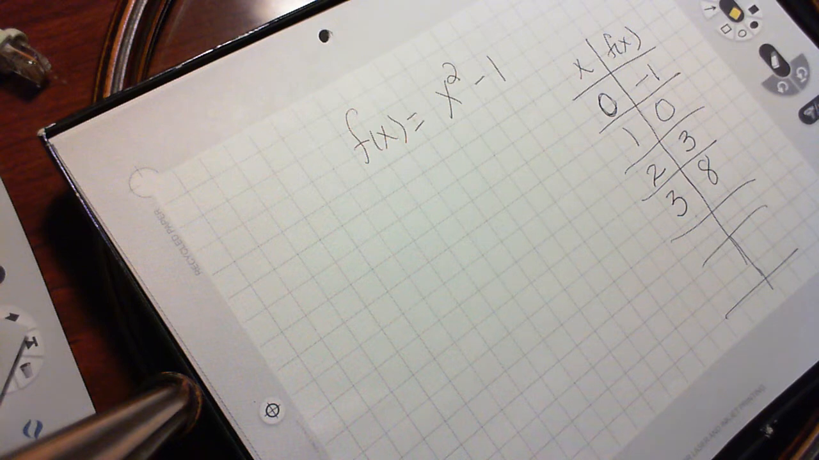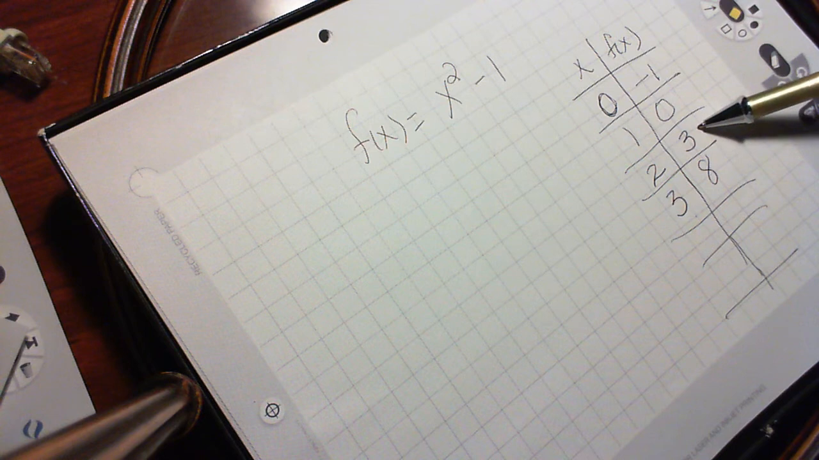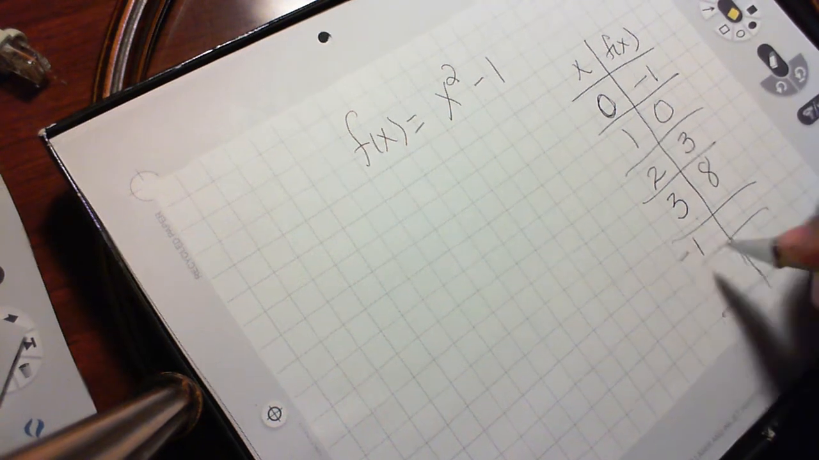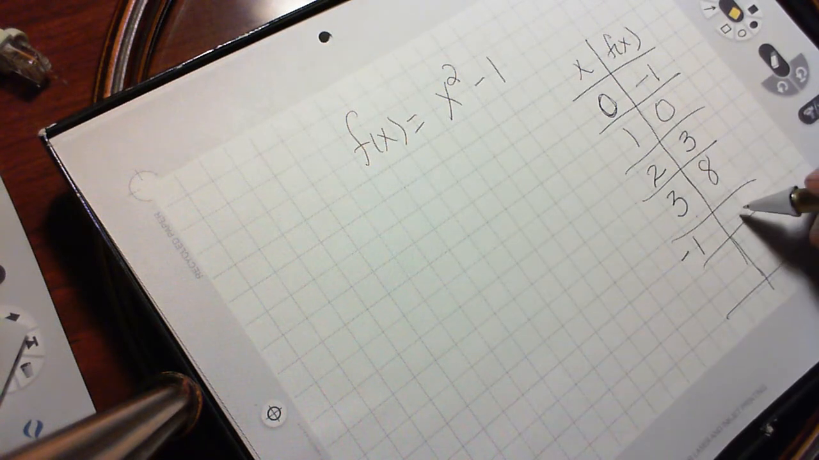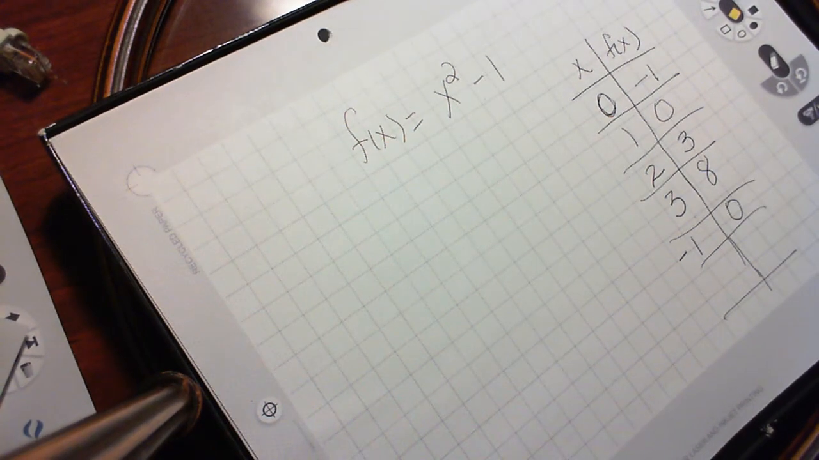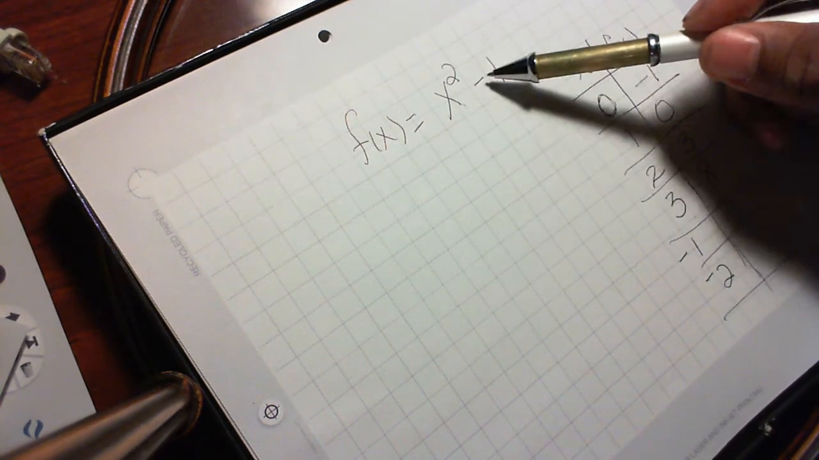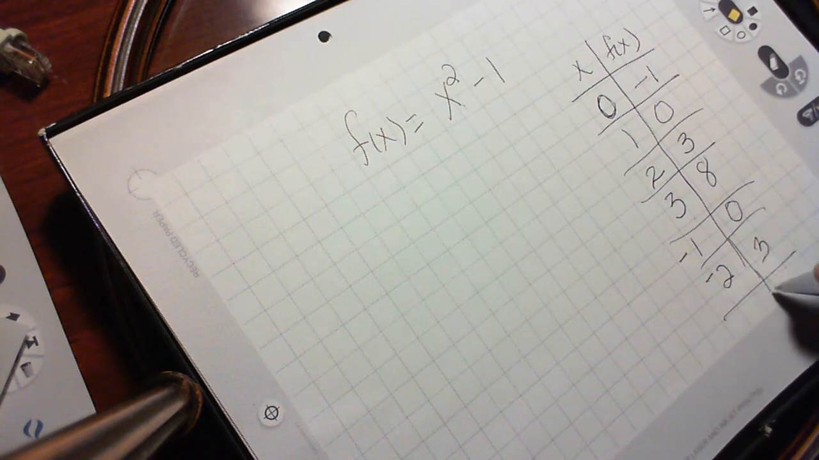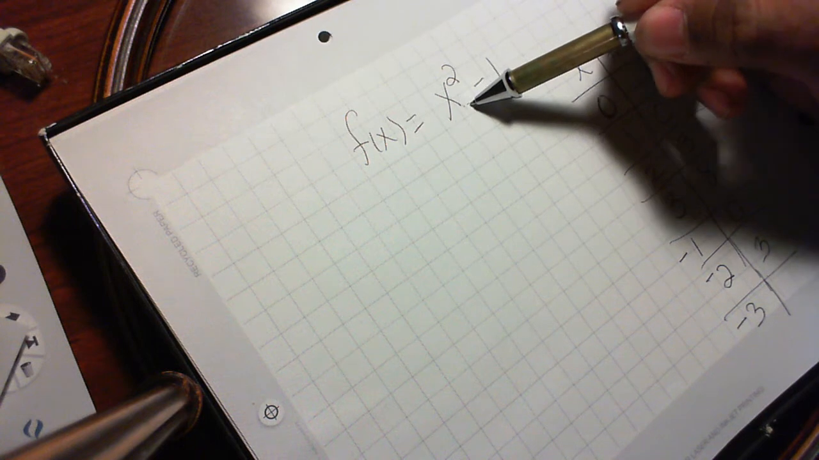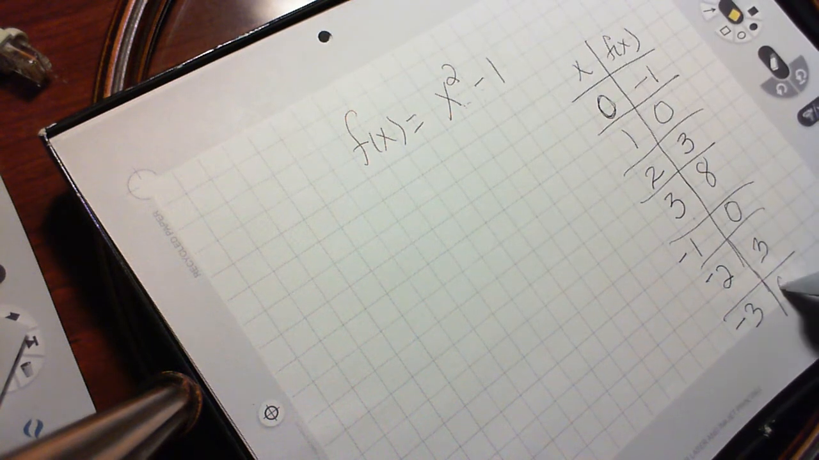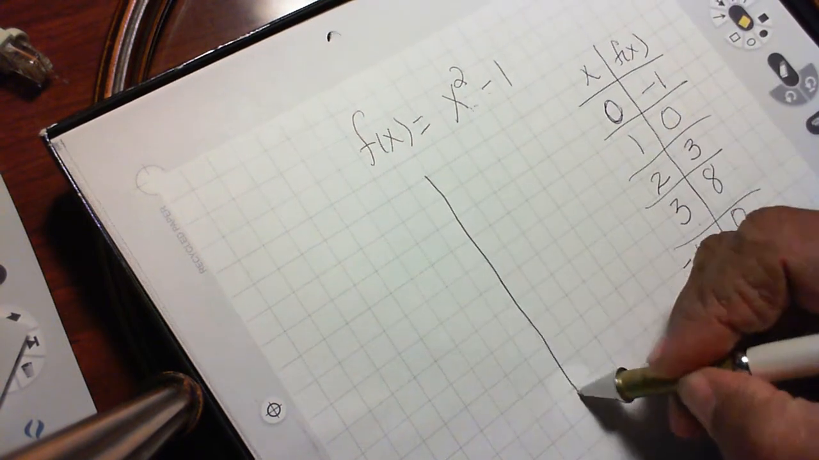Okay, looks like we see something interesting here. It goes from -1 to 0, from 0 to 3, from 3 to 8. Now let's try -1. -1 squared is 1. 1 minus 1 is 0, so -1 is 0. Okay, let's try -2. -2 times -2 gives us a 4. 4 minus 1 is 3. Okay, we can try -3 here. -3 times -3 is 9. 9 minus 1 is 8. So that's pretty much what we need to determine the shape of this graph.